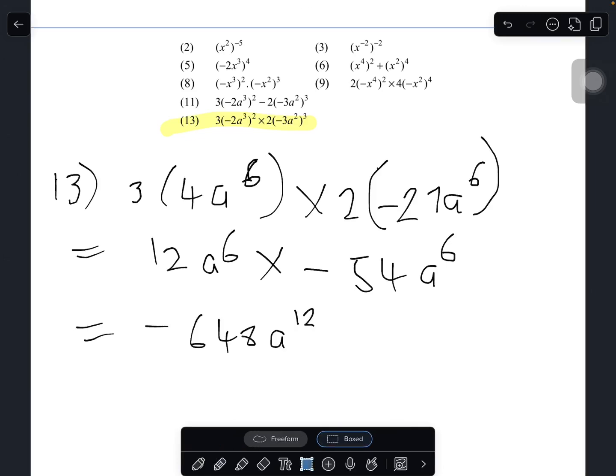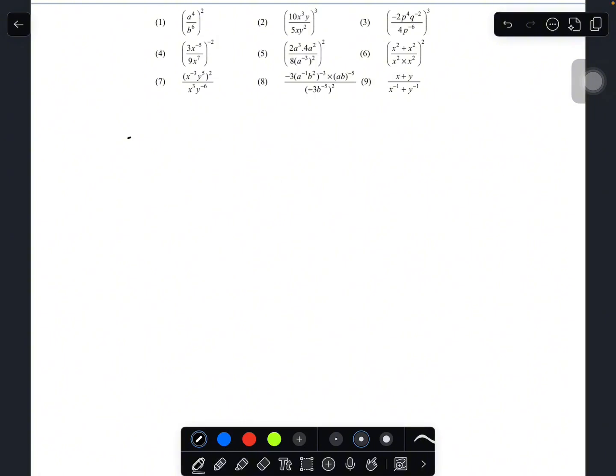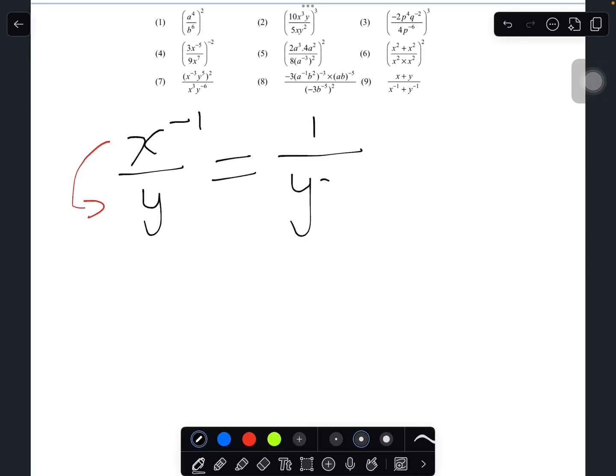Great. Another thing about fractions is we will be working on negative exponents. Now, if you have a negative exponent, it basically means, let's just look at this, okay? We have x over y. Now, let's say this x was to the power negative 1. What that will then mean is this x is going to flip onto this side because it has a negative exponent. So it's now going to become 1 over y times x.